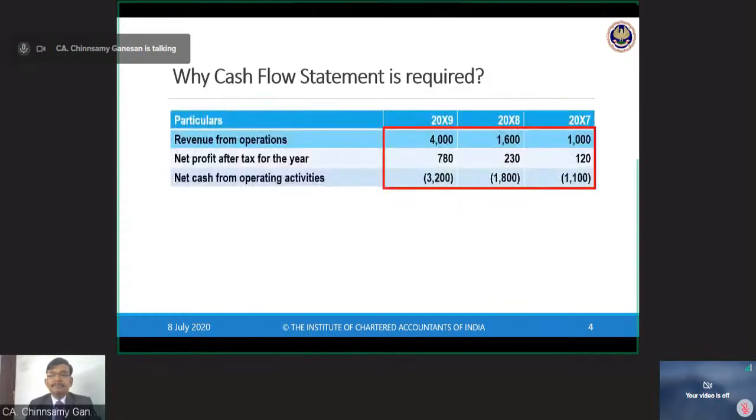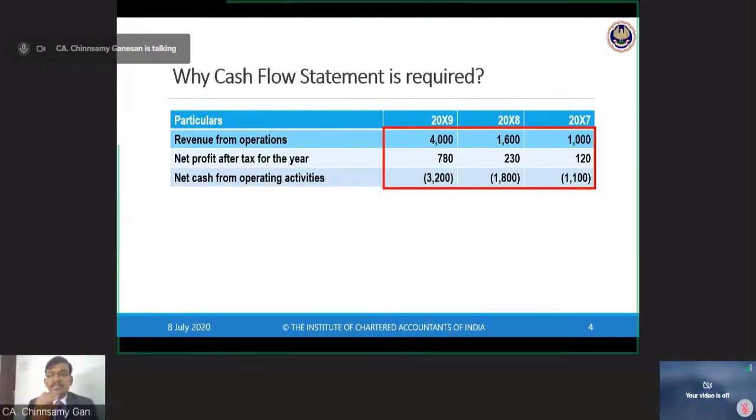Let us take an example. What is happening in this particular situation? The company is showing an income from operations. I have taken 3 years, 2019, 2018 and 2017, we assume. So if you see, the sales are steadily increasing. Year on year, there is very strong growth: 1,000 crore, we will take it in crore, to 1,600 crore. That means there is a 60% increase, right?